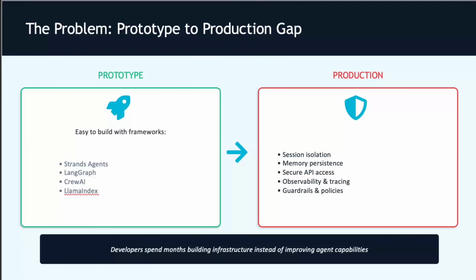And in production, we have thousands of users hitting your agent simultaneously. Each user needs their own isolated session. Customer A's data cannot leak into customer B's conversation. The agent needs to remember things across days and weeks. It needs secure access to third-party services without hard-coding API keys. You need to trace every decision, every tool call, every response. And you need guardrails to prevent dangerous actions.